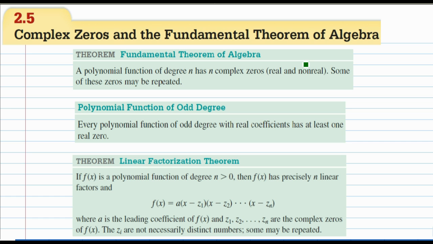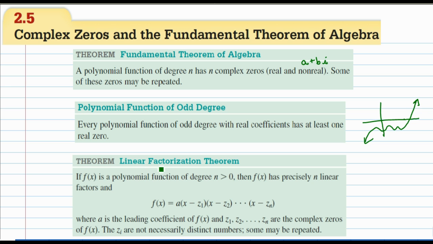And if you remember, imaginary numbers come in the form a plus bi. So we have the a term plus or minus the coefficient of the imaginaries. Some of these zeros may be repeated, as they were when we found real zeros in the last section. A polynomial function of odd degree has to have at least one real zero, and that makes sense because, as we learned in section 2.3, an odd degree polynomial has opposite end behaviors, so no matter what it does in the middle, it has to eventually cross through the x-axis.